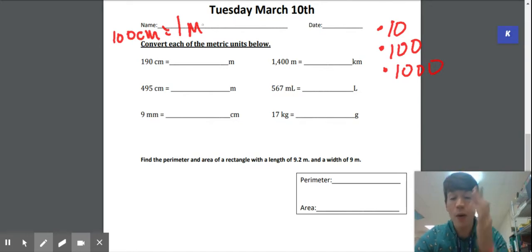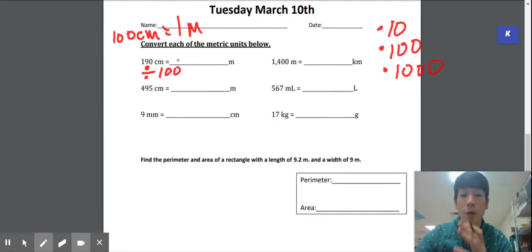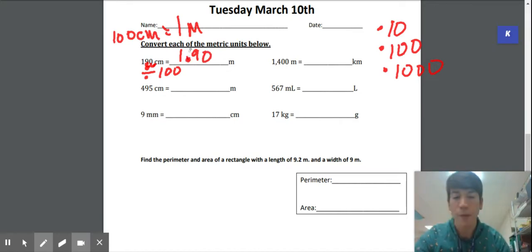So since I'm going from centimeters to meters, I'm going to a bigger unit. I'm going to divide this 190 by 100 because I'm going from a small unit to a big unit. And that means I'm going to move the decimal back twice. In the number 190, remember the decimal starts out here at the end because it's a whole number. I move it back 2 times, and I end up with 1 and 90 hundredths, or 1 and 9 tenths meters.